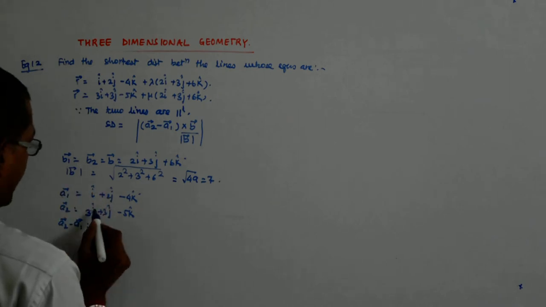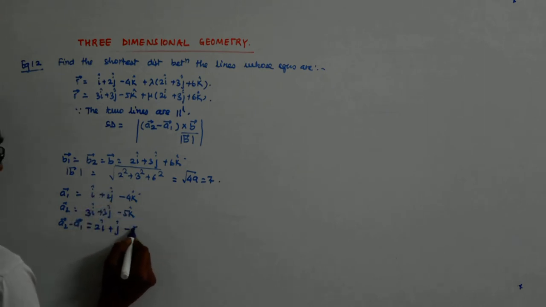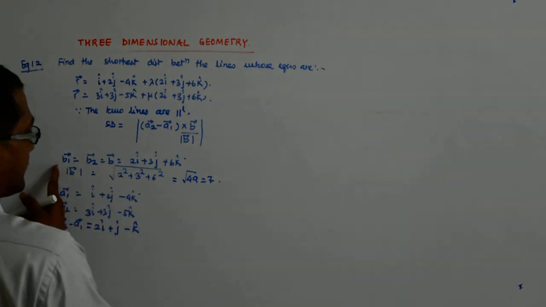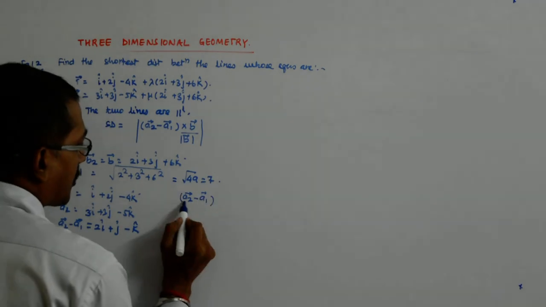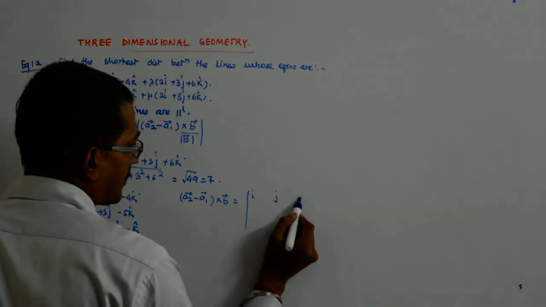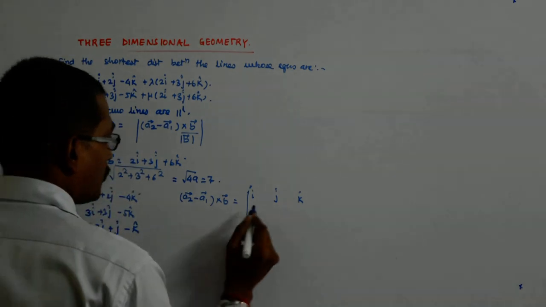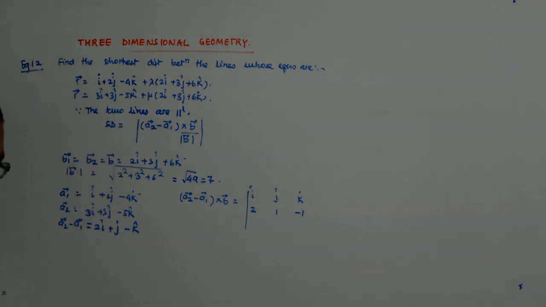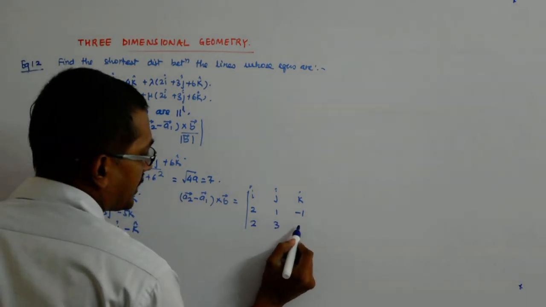Now what is A2 minus A1? It is 2i cap plus j cap minus k cap, is it not? Now how do I cross them? I know B is this, so how do I cross it? A2 minus A1 cross B gives me the determinant with i, j, k, obviously caps, and A2 minus A1 is 2, 1, minus 1, the coefficients of the first vector below the respective i, j, k, and B is 2, 3, 6.